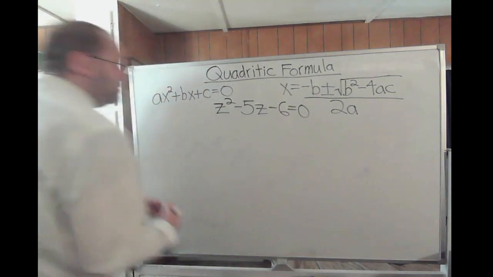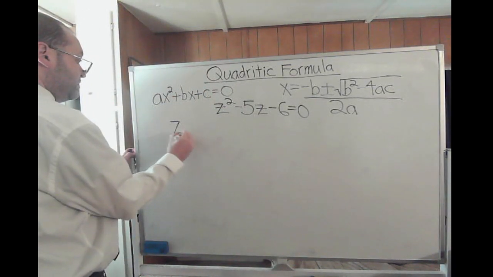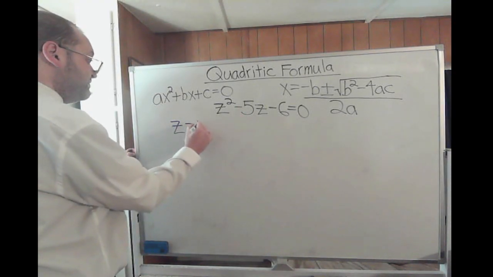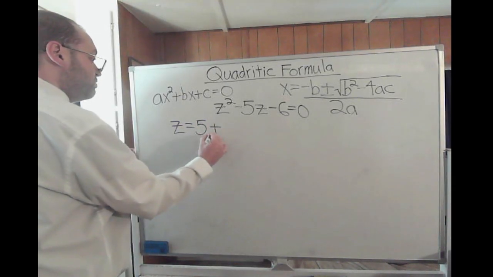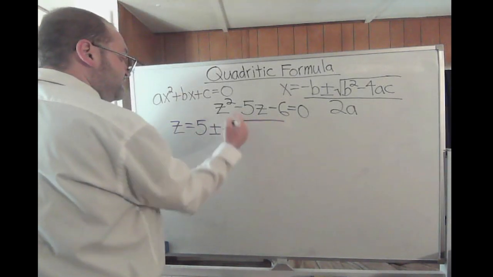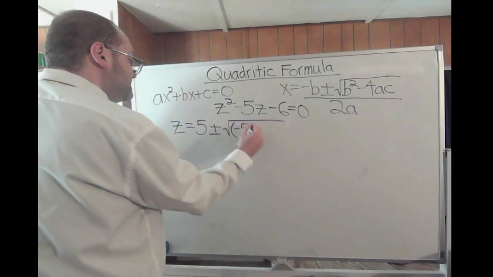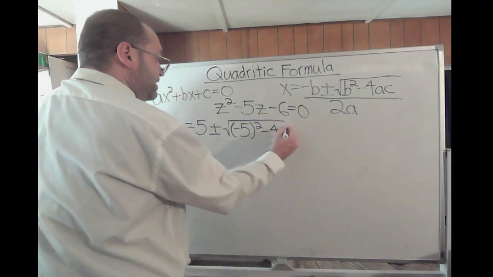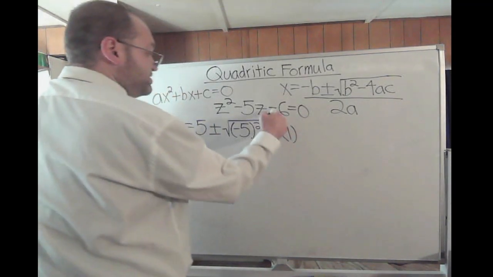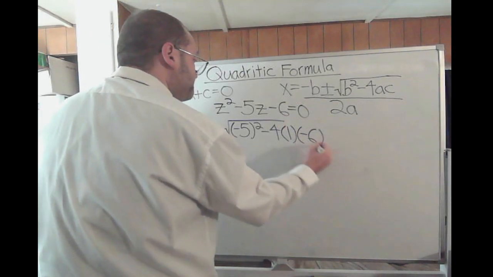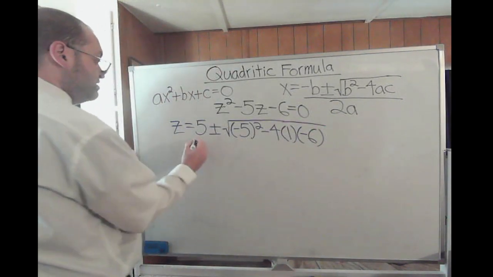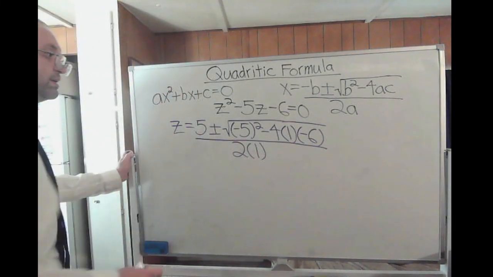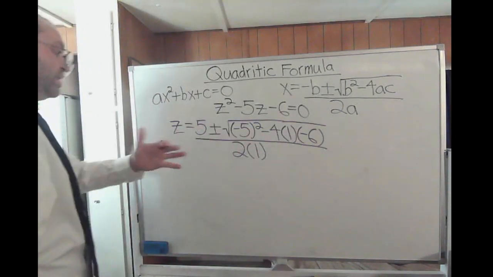Okay. Well, we'll set up our quadratic formula here. Z is going to equal the negative of b. Well, b is negative 5, so negative 5, that's plus 5. That'd be plus or minus the square root of b squared, so you would take negative 5 to the second power minus 4 times your a, which is 1, times your c, which is negative 6. This is going to be all over 2 times a. Your a is 1, so that'd be over 2 times 1. So now we've set up your quadratic formula.